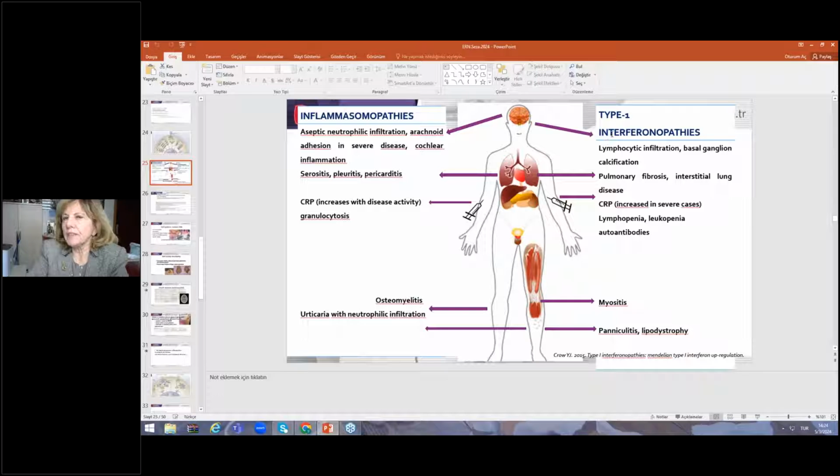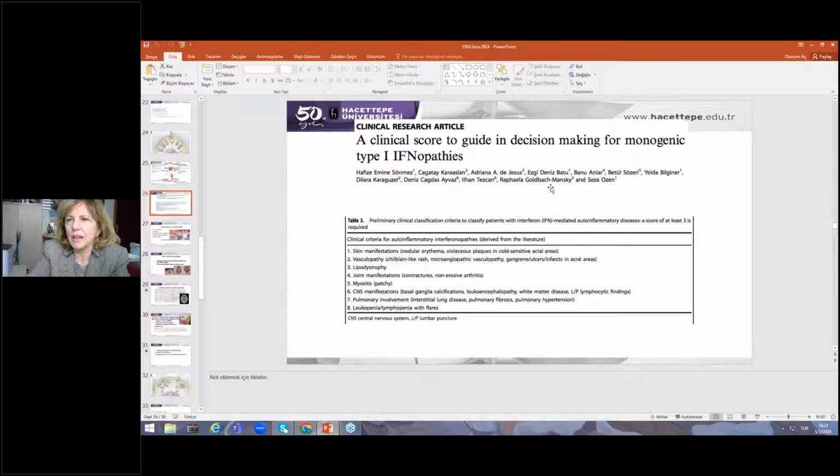So these are different from inflammasomopathies because inflammasomopathies, for example, are more characterized by serositis, pleuritis, pericarditis, high CRP, and in the skin, it's usually a neutrophilic infiltration, whereas the interferonopathies, like the brain, they cause basal ganglia calcification, they like the lung, they cause interstitial lung disease. CRP is not as elevated as we see in inflammasomopathies. They might have cytopenia, and the skin disease, usually pancreatitis or lipodystrophy.